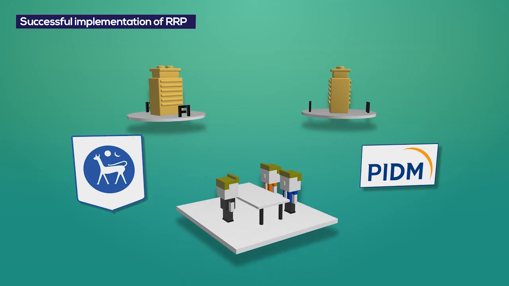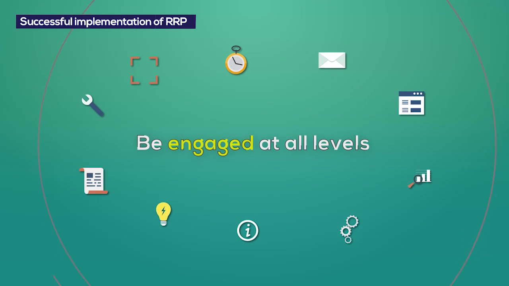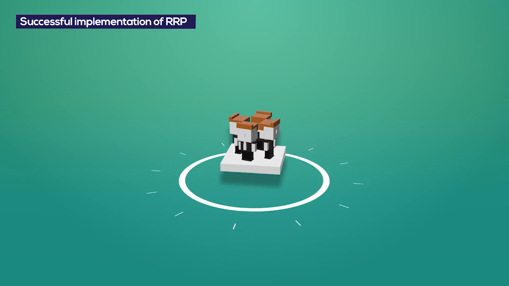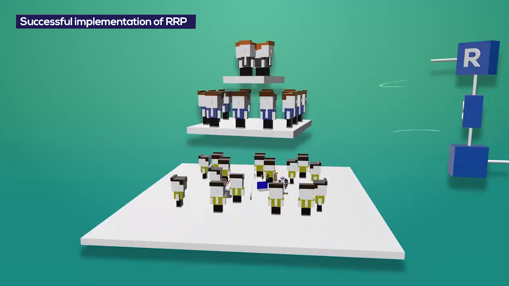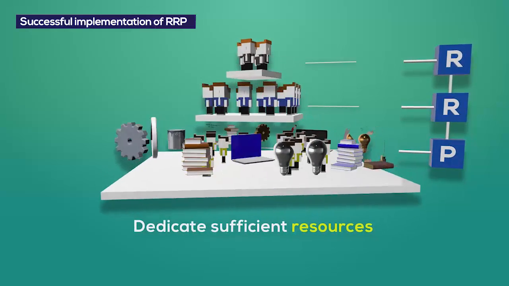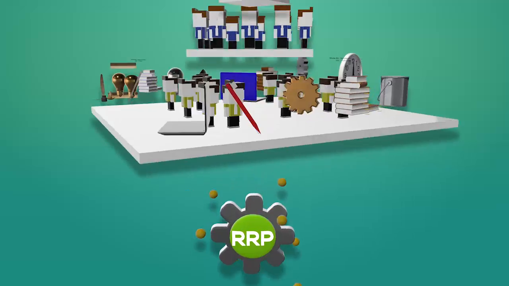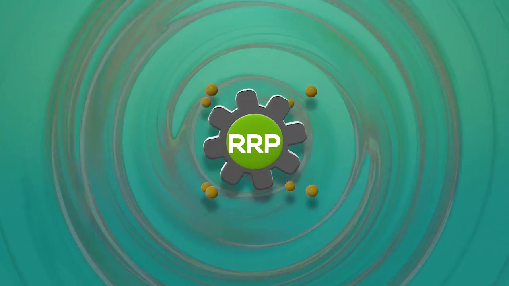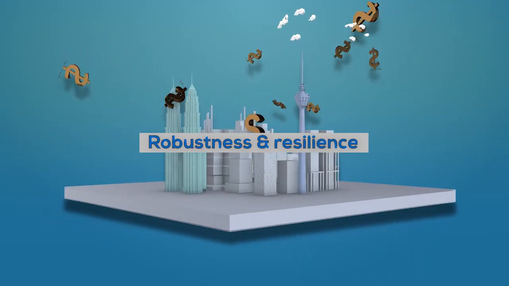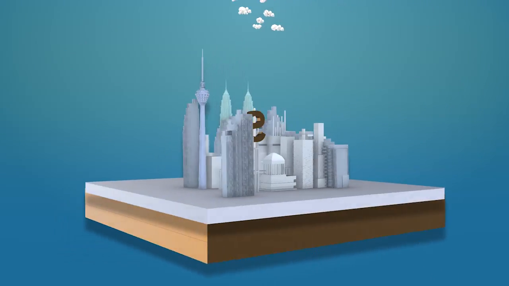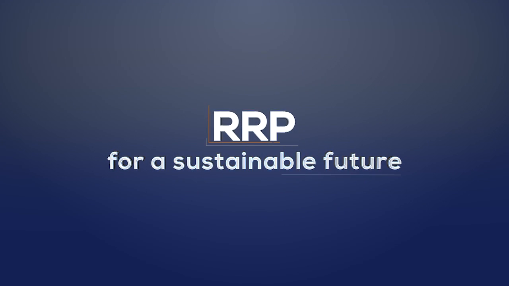At the same time, Bank Negara Malaysia and PIDM expect FIs to be engaged at all levels. Board and senior management are to provide full support and commitment and dedicate appropriate and sufficient resources to ensure the successful implementation of RRP. RRP that is undertaken earnestly and intently will lead to enhanced robustness and resilience of the financial industry. We must embrace the RRP journey now for a sustainable future.